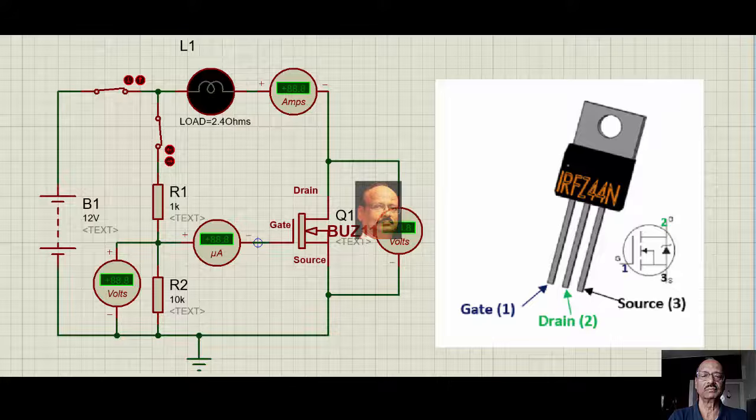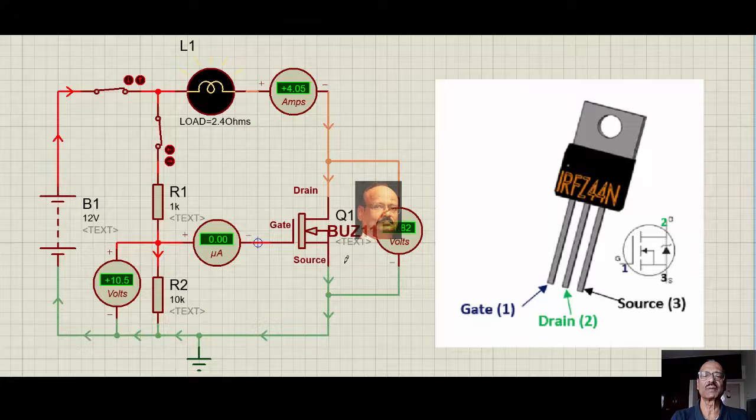Before going into the MOSFET driving ICs, let's first understand the MOSFETs, how the MOSFETs are voltage driven, unlike the BJTs which are current driven. So we can see the simulation here where you can find that while the voltage is given here, there is a voltage appearing here, and that is a positive voltage with respect to source.